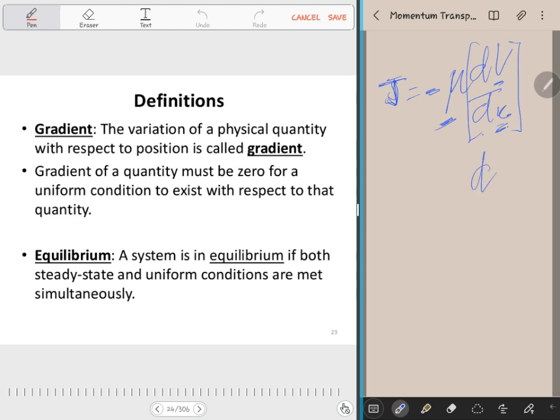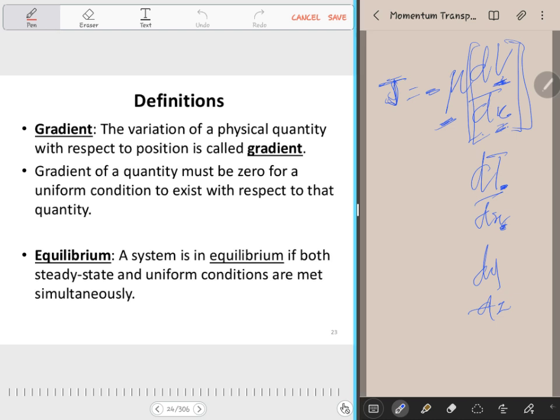In another case, you could see something like the dT/dx. This one could be anything, depending on the quantity we are talking about. So this is velocity, and this is temperature. The moment we get a particular quantity with respect to a position, this x here could be, let's say, dy or dz, this whole thing is a gradient. But we have specific names. The gradient of a quantity must be zero for uniform condition to exist with respect to that particular quantity. So the gradient must be zero for uniform condition to exist.